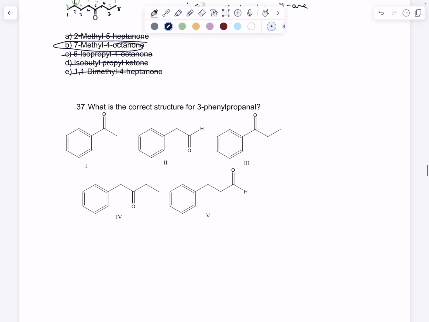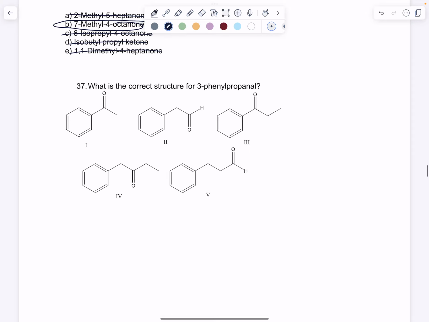Okay. What is the correct structure for 3-phenylpropanal? Okay. Propanal is propane, but it has to have an aldehyde at the end. So 1, 2, 3 carbons. And on position 3, there's a phenyl, which means it's directly attached. There's no bend in it. So directly attached is a phenyl. So we're looking for something that looks like this.